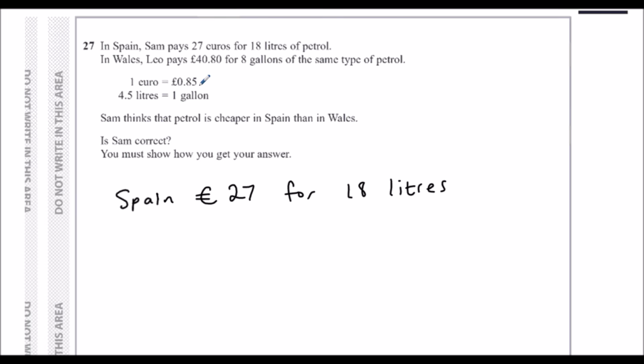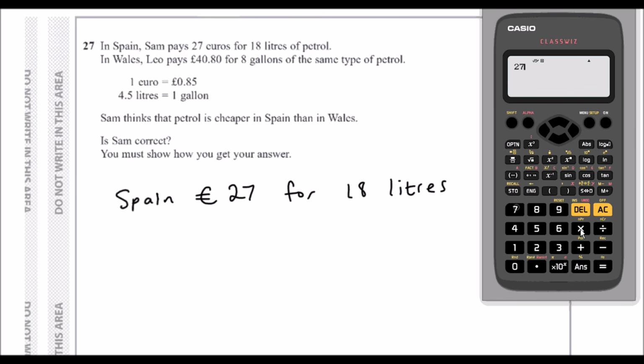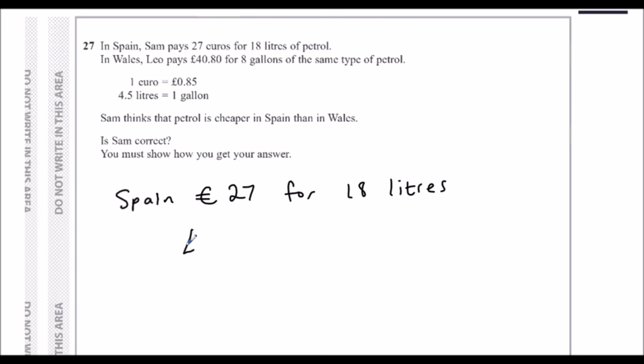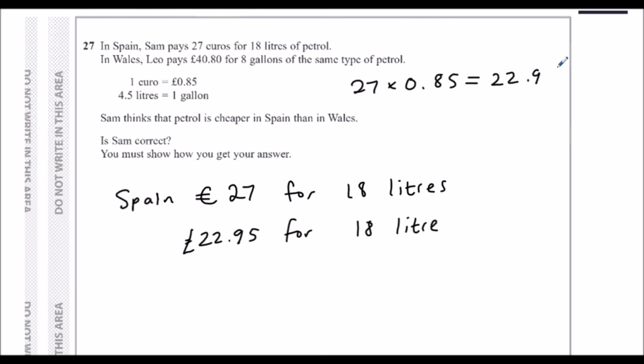We can change euros into pounds by timesing by 0.85. So 27 times 0.85 is £22.95. So €27 is the same as £22.95. 27 times 0.85 is 22.95.